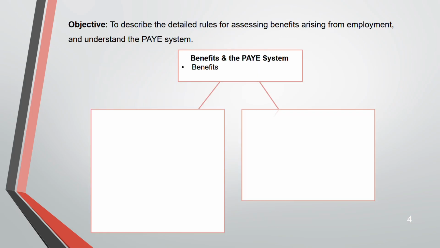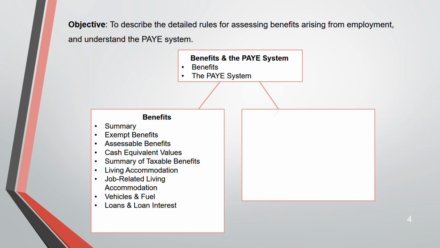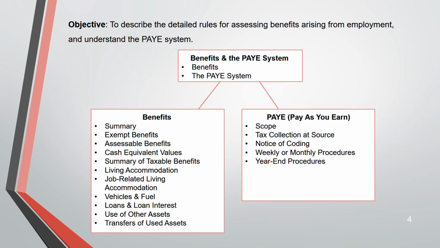Now, this is the graphical representation, the PAYE and the benefits. Okay. Now, the main objective of this lecture is to know all the detailed rules of assessing your benefits from employment and understand how the PAYE system works. Remember how the PAYE system works. This is only for tax. In ATX it will not be asked because you are going to get multiple choice questions for 30 marks. So there they could ask this, the PAYE system.